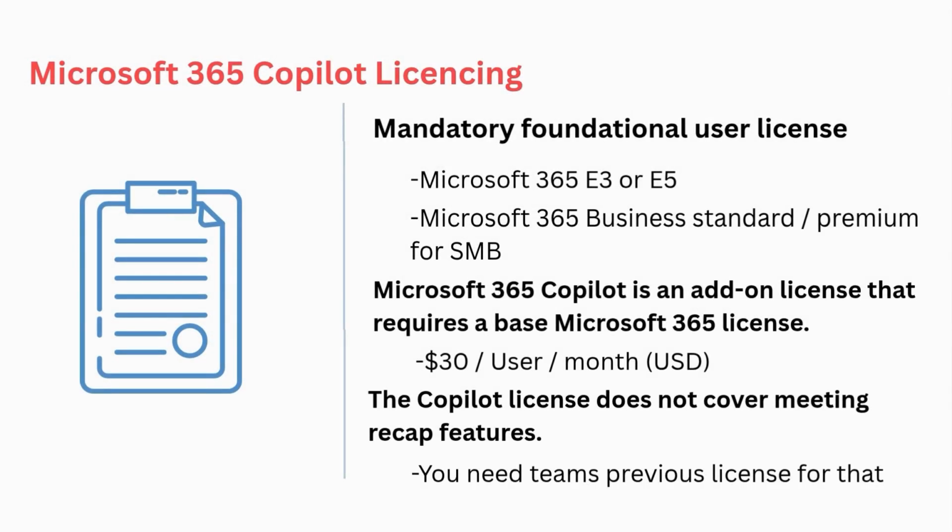2. Microsoft 365 Copilot licensing. Base license requirement: you must already have one of the following: Microsoft 365 E3 or E5 Enterprise, Microsoft 365 Business Standard or Business Premium SMBs. Add-on license: Microsoft 365 Copilot is not included in the base license. It requires a separate add-on license at $30 per user per month. Important note: Teams meeting recap is not included in the Copilot license. It is available only with Teams Premium, a separate add-on license.